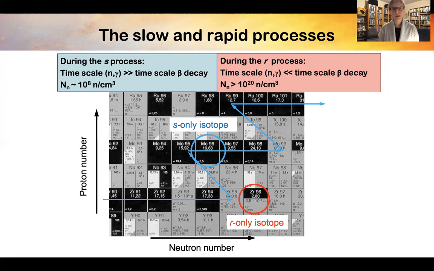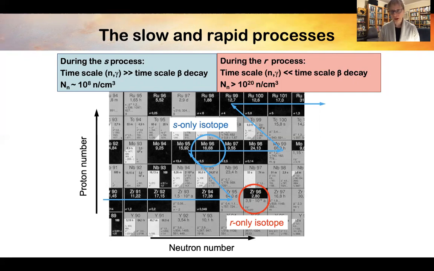I've highlighted here two isotopes in particular. One of them is zirconium-96. This is in general an r-only isotope. It can be made by the s process under very specific conditions, but generally most of the zirconium-96 in the galaxy is made by the r process.